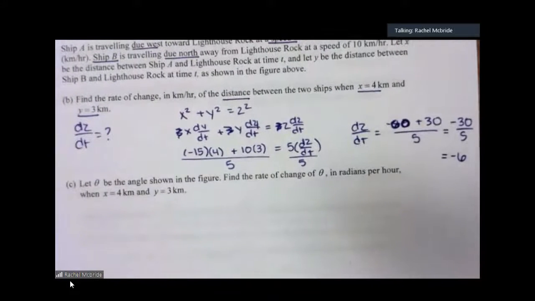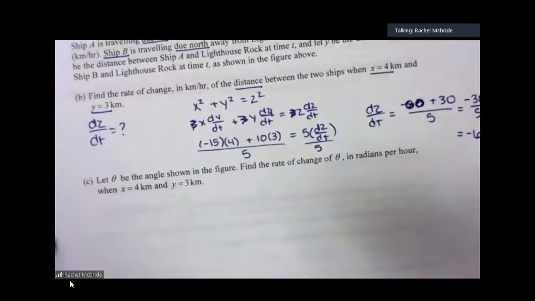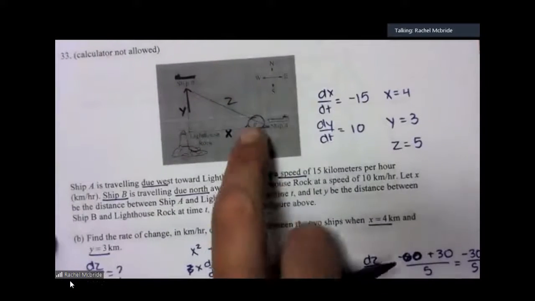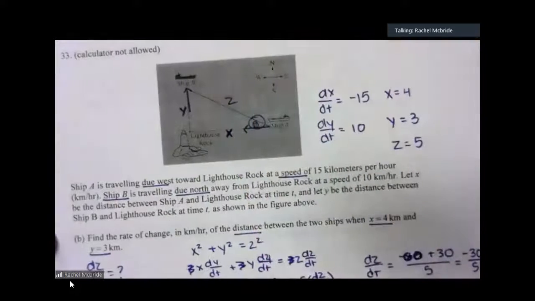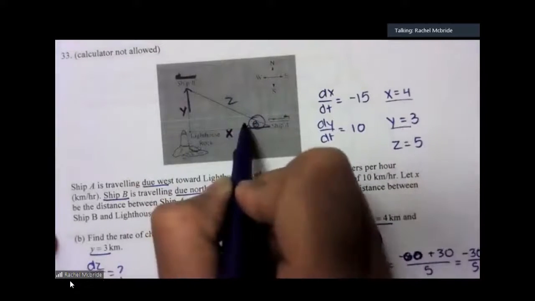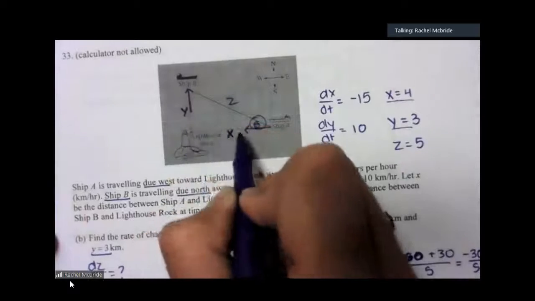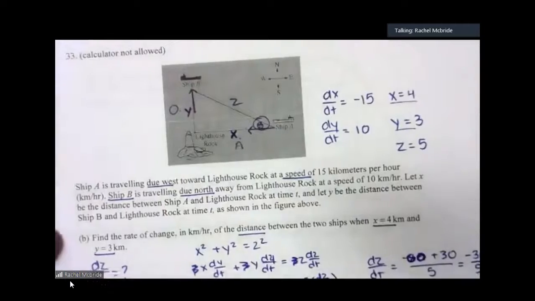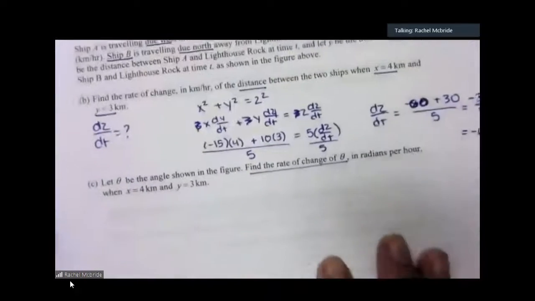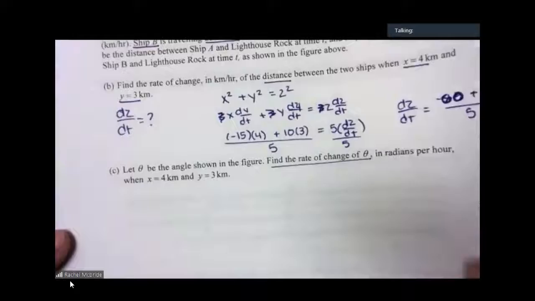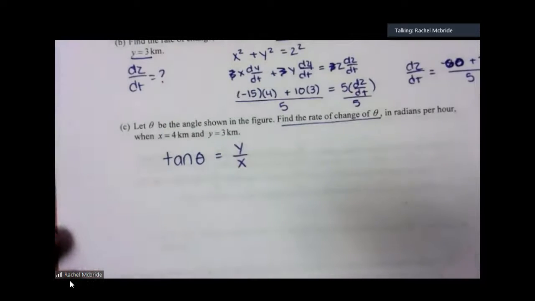And then the last part's your trig. We haven't done trig for a while. Find the rate of change of theta. So here's theta. It's already given to you. It's in that diagram. They put it down here. So if you're given x and y, these two sides with respect to theta are opposite and adjacent. So the trig function we're using is tangent, so tangent would equal y over x.